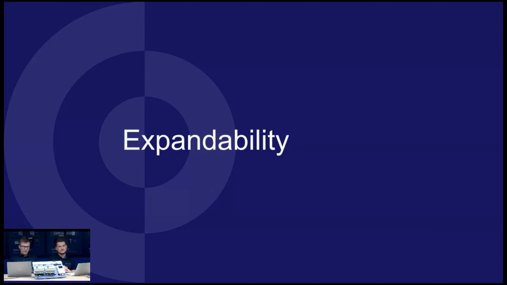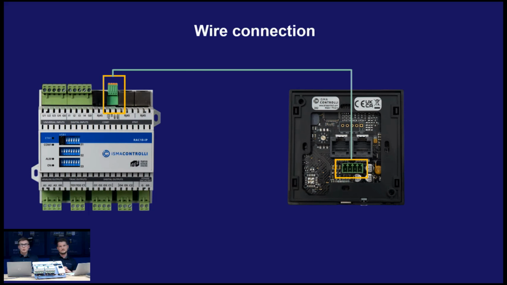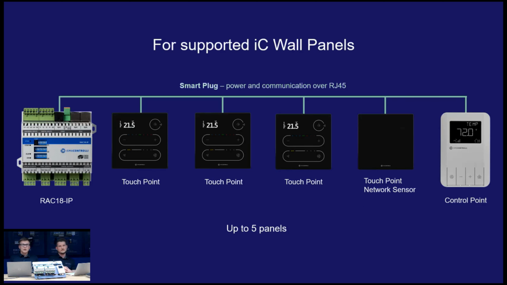The RAC18-IP, thanks to the RS-485 and IP communication ports, can be easily expanded. We have one RS-485 communication port with a dedicated smart plug connection, which allows you to connect our wall panels. In case you want to use a standard wire connection, we provide a screwless terminal. The smart plug provides the possibility to connect up to 5 wall panels because the communication is provided together with the power supply.